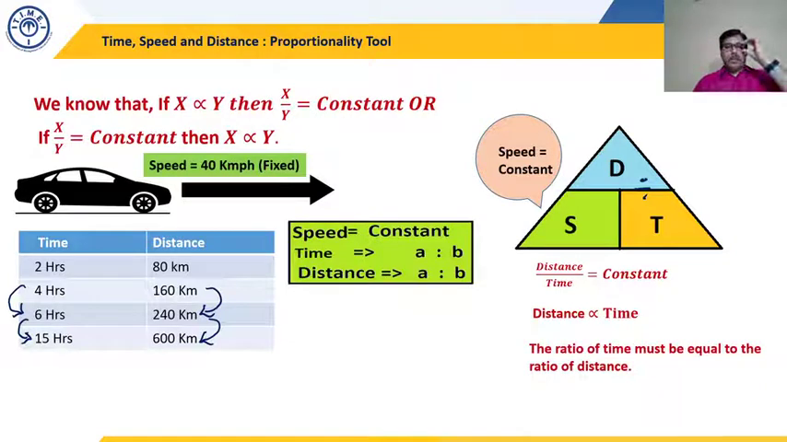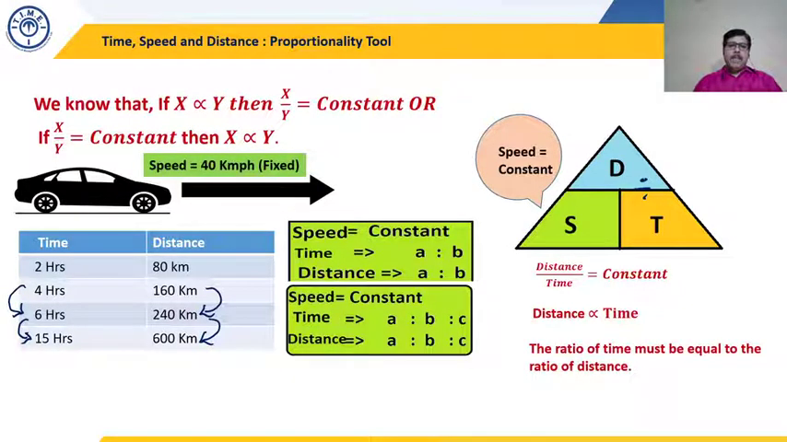So if the ratio of time taken by two moving objects is A is to B, the ratio of distance covered is also A is to B. And if there are three moving objects, if the ratio of time taken is A is to B is to C, then the ratio of distance covered is also in the ratio A is to B is to C. Perfect? Okay, sounds good. Yes, let us move to the next concept.